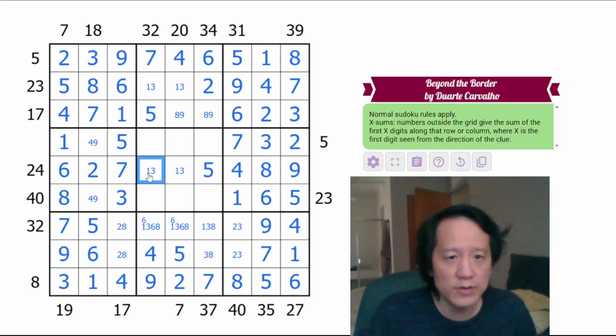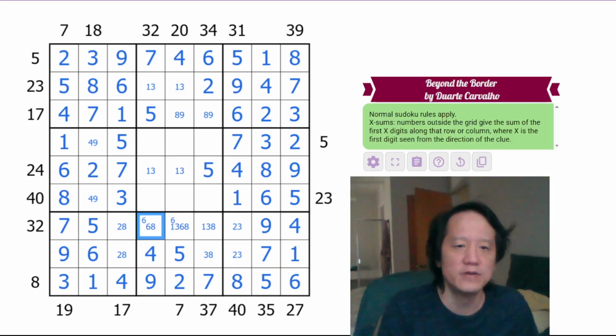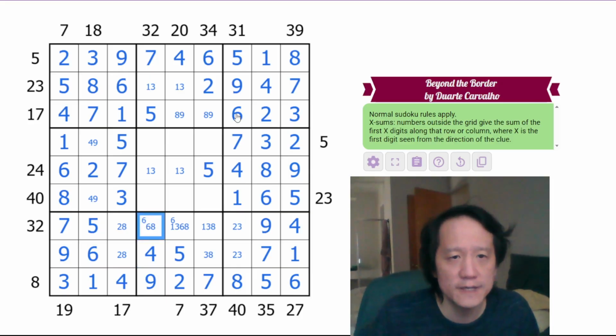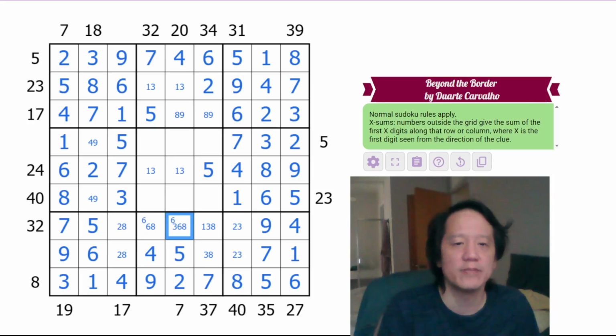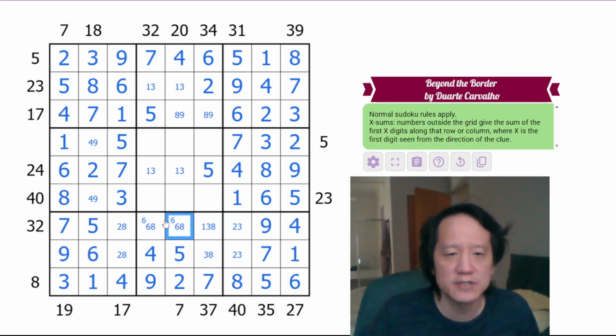We have a 1, 3, 1, 3 pair in column 4, which eliminates 1 and 3 in the rest of the column. So this can't be 1 or 3. We have a 1, 3, 1, 3 pair in column 5, which eliminates 1 and 3 in the rest of that column. So this can't be 1 or 3. We now have a 6, 8, 6, 8 pair in row 7, which eliminates 6 and 8 in the rest of the row. This can't be 8.